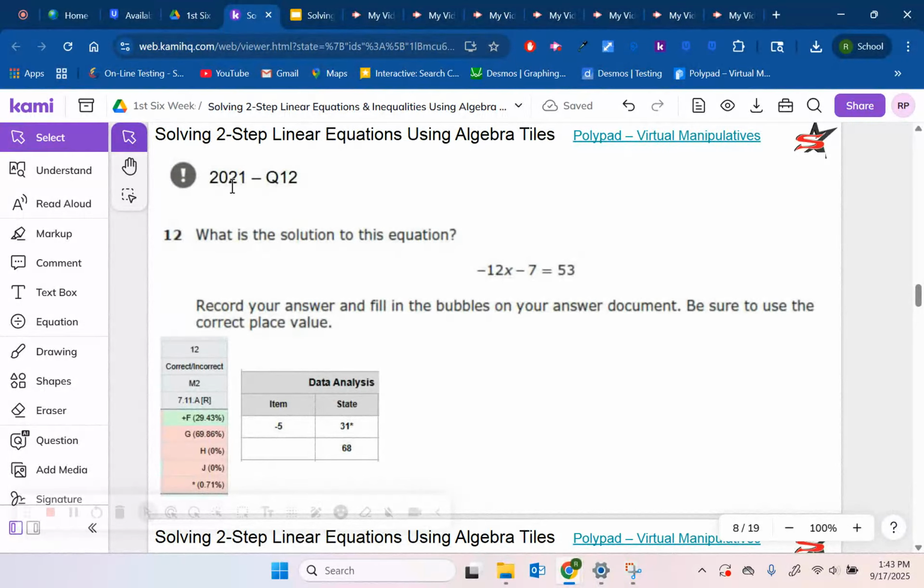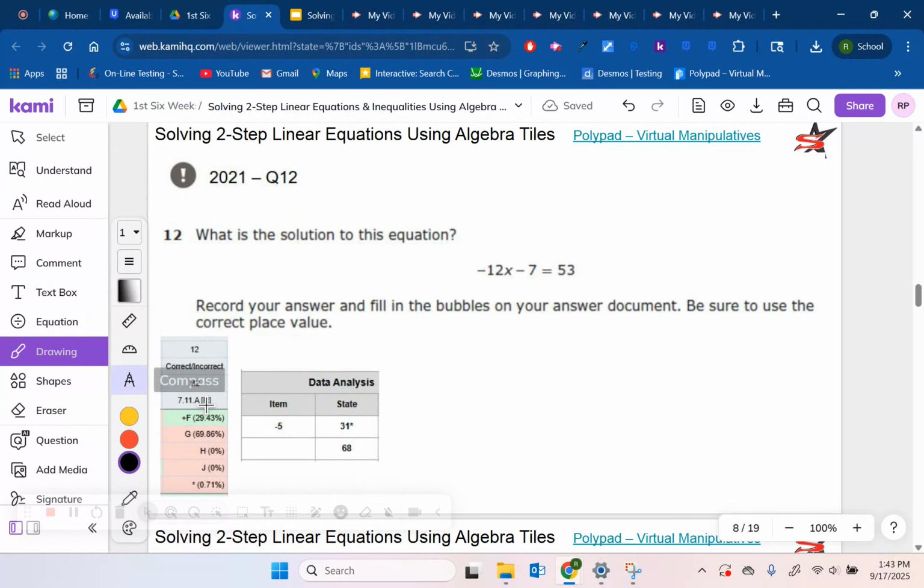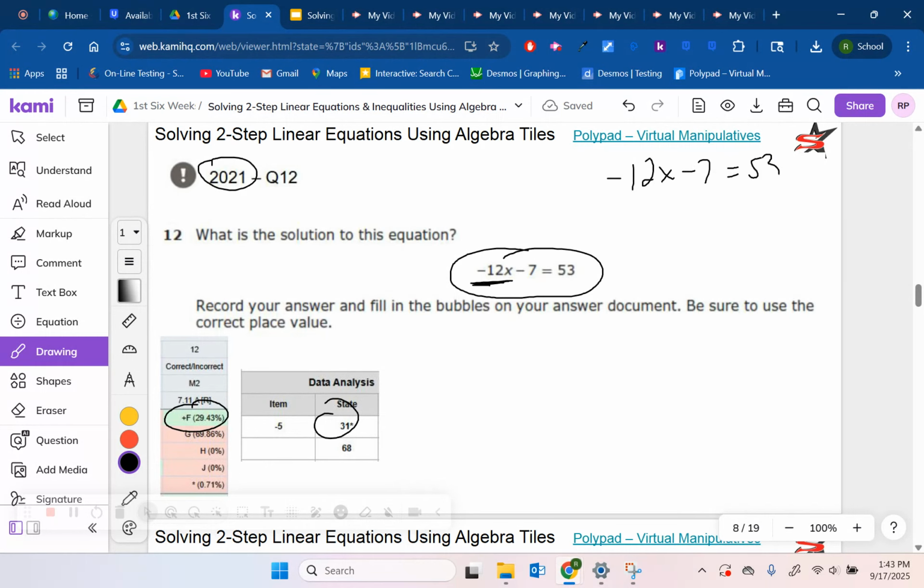All right, so for 2021 question 12, I'm not going to count this one against us when it comes to how we did in the state of Texas. This is the 21 test. We should have never given the 2021 test. But I can tell you right now, if your kids are struggling with this one, it's because of that negative 12, right? So we got negative 12x minus 7 equals 53.